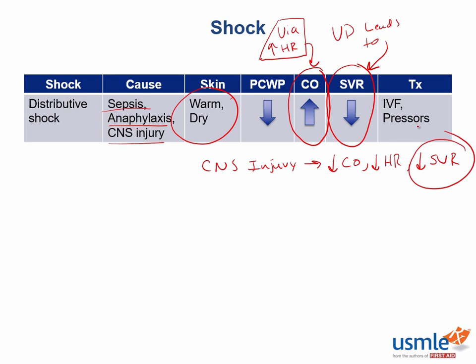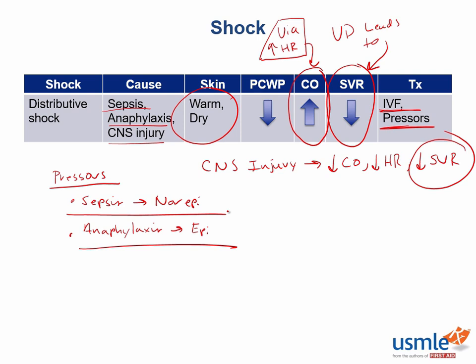So how do you think we would treat distributive shock? Well, we give IV fluids to attempt to increase the cardiac output as much as possible, as well as give pressors to counteract the vasodilation. So what type of pressors do you think we'd use? Well, in septic shock, you use norepinephrine, and if it's anaphylaxis, you're going to go with epinephrine.